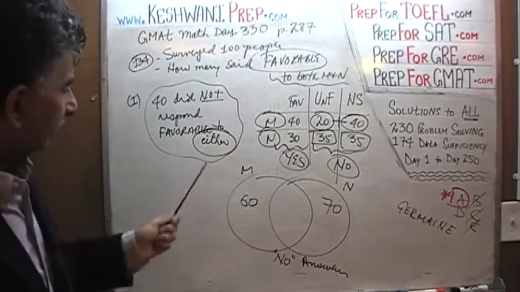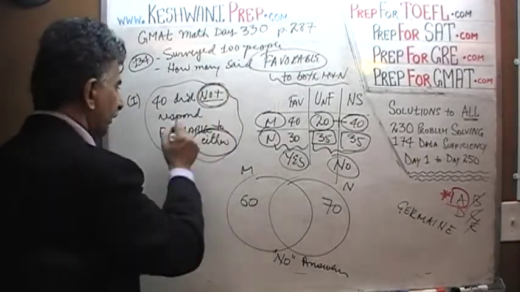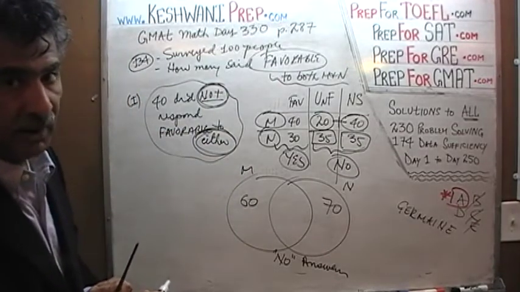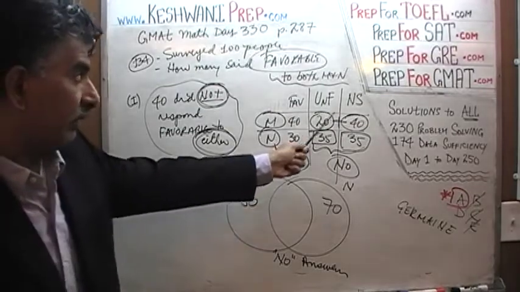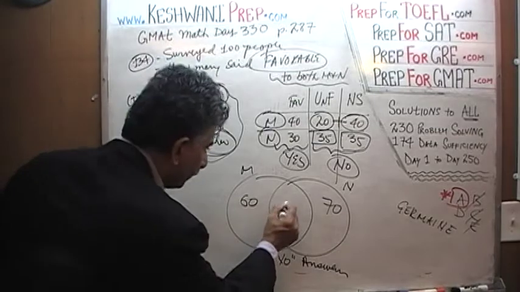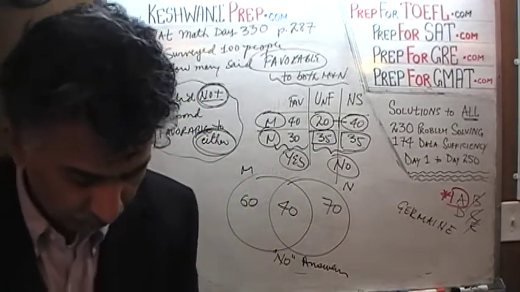Okay, stay with me in the story. 40 did not respond favorable to either, which means they said no. Do you like him? They said no, either because they have unfavorable opinion or they were not sure. We're lumping them together as explained. That 40 is going to go right here, because they said no to both the candidates. Okay, stay with me, we're almost done.